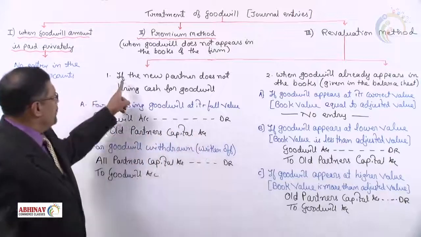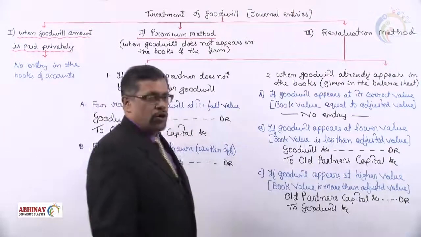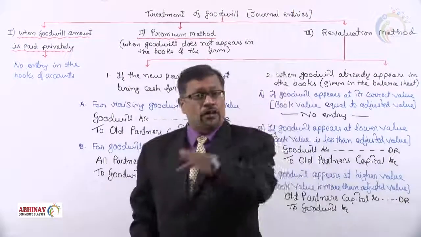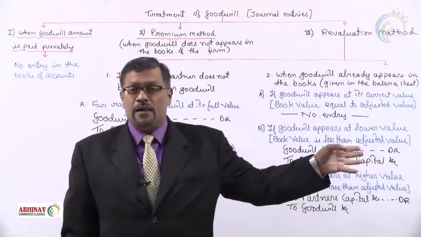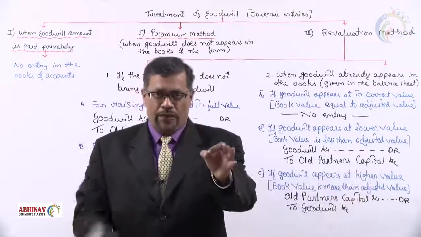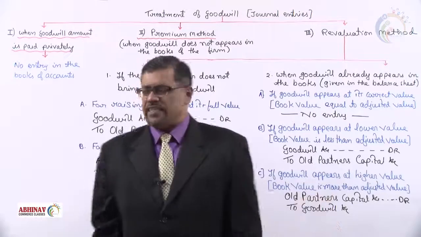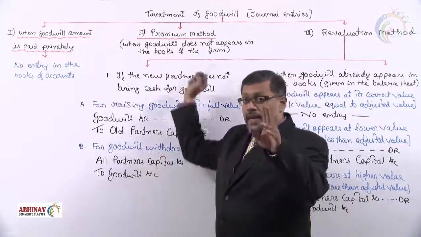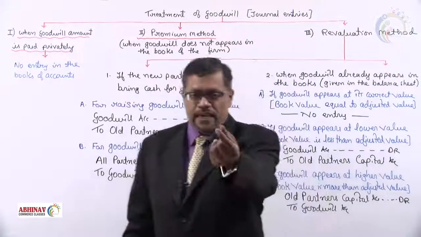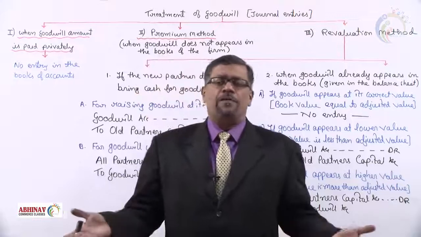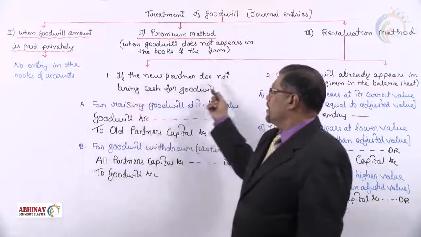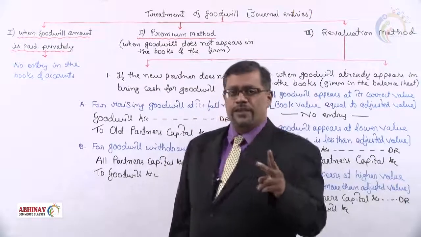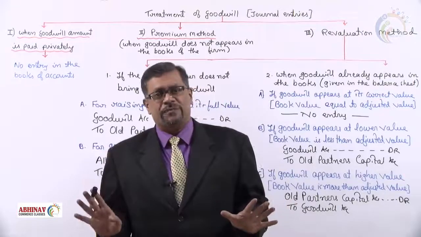Very simple to remember. If the new partner does not bring cash for goodwill, what first entry do we pass under premium method? For transfer of goodwill to old partners, what entry have we learned? Goodwill account debit to old partners, the same entry is to be passed. For raising goodwill at its full value, goodwill account debit to old partners. In the premium method, what second entry do we pass? Cash brought in for goodwill is not to be passed, because the new partner does not bring cash for goodwill. So if you remember the first two entries of the premium method, that's enough to make you understand this part.